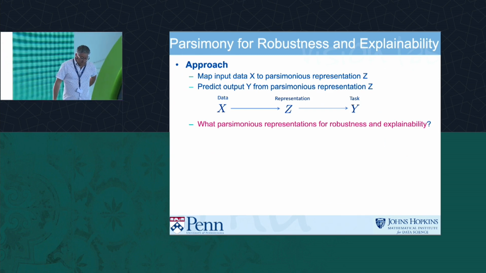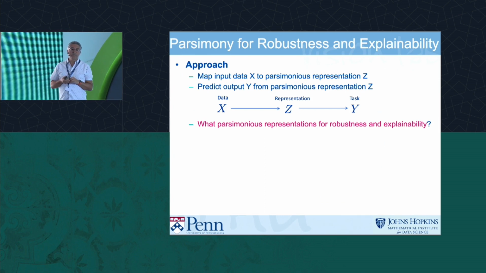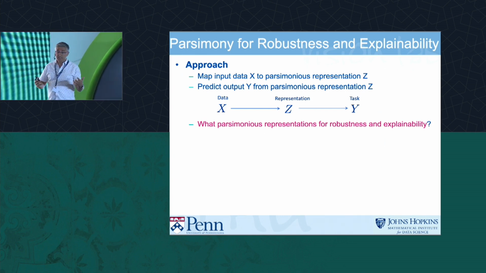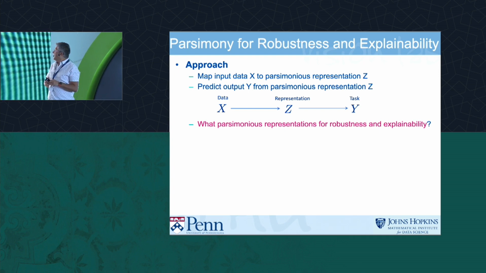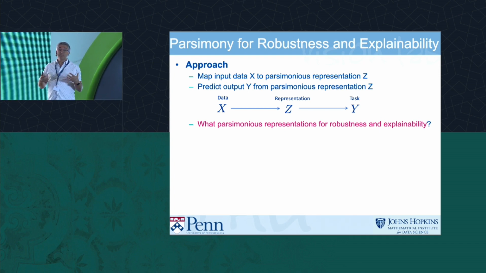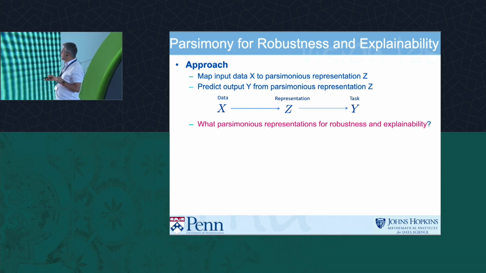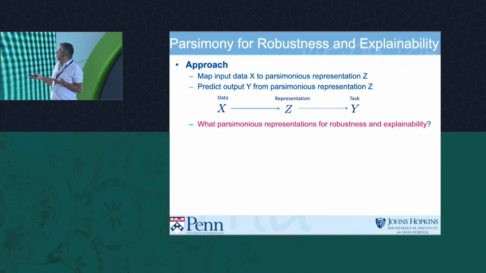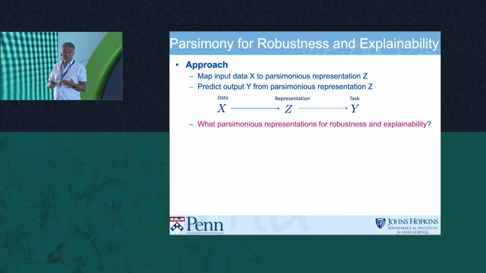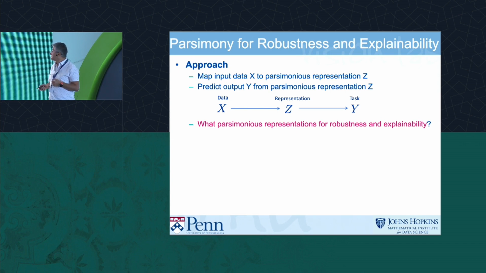The approach that we've taken to look into both of these problems is connected to the idea of parsimonious representation, sparse, low rank. And by and large, the approach is fairly generic. We are going to take high-dimensional data, X. We're going to map it to some latent representation, Z. Actually, not necessarily latent. And then the idea is that from some representation, we're going to predict whatever we want to predict. So the key question is really, what parsimonious representations are adequate in order to ensure robustness or in order to ensure explainability?